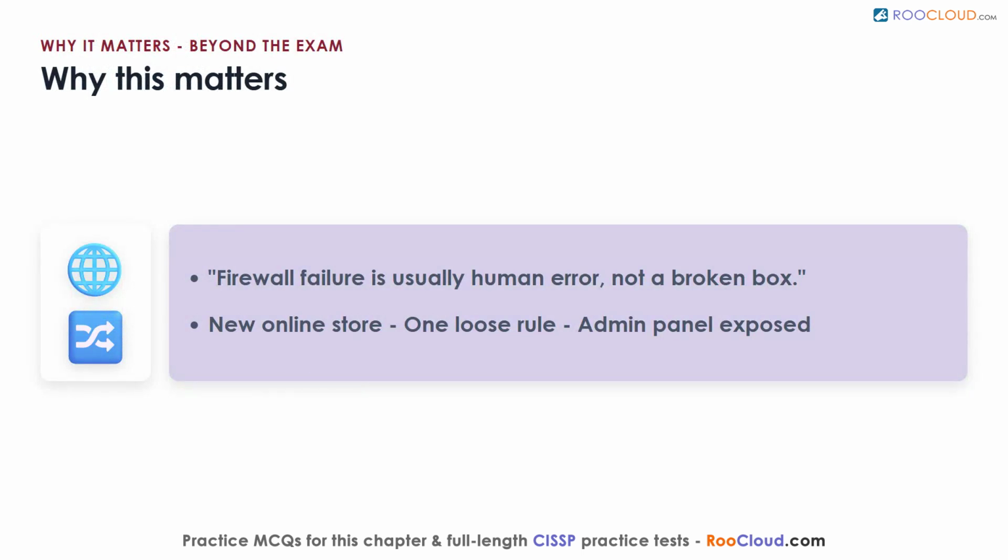Because the firewall is where most people concentrate their trust, and that trust is easy to misplace. Picture a new online store where a single firewall rule, written a little too loosely, quietly exposes an internal admin panel to the entire internet. Firewall failure is usually human error, not a broken box. When you truly understand what each type does and does not see, you write tighter rules and stop treating one appliance as the whole defense.